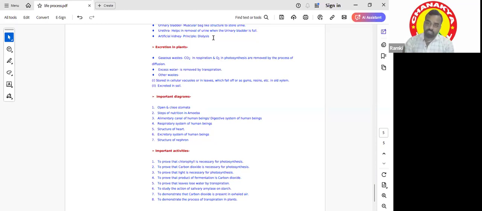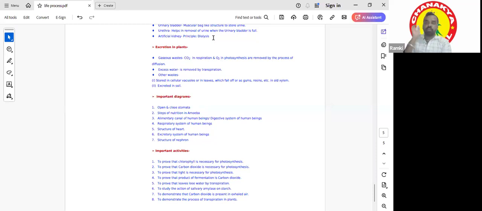For control and coordination, just learn the structure of the neuron and learn the hormones and their functions. There are 5 plant hormones and their functions, as well as animal hormones and their functions. You can make a tabular column and learn. In the heredity lesson, only 5 concepts are needed. Why Mendel chose the pea plant for his breeding experiment? Second, reasons for Mendel's success. Third, monohybrid cross, dihybrid cross, test cross, and back cross. Those 5 concepts are enough.